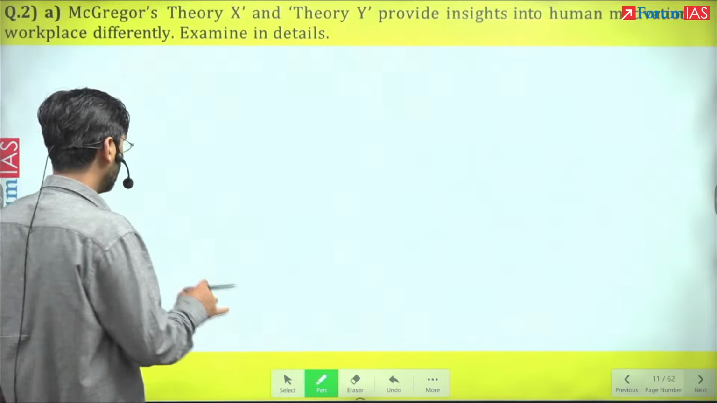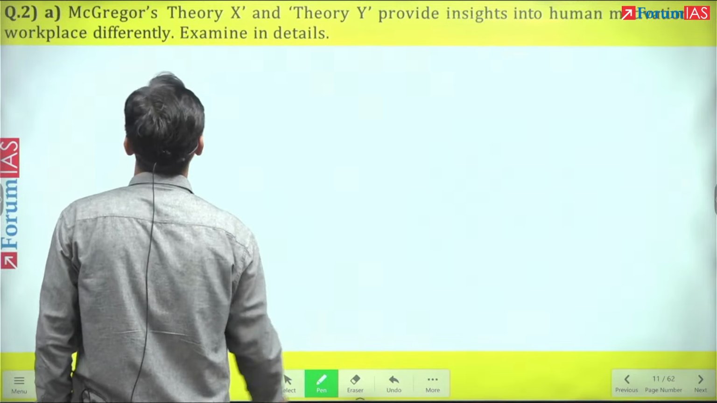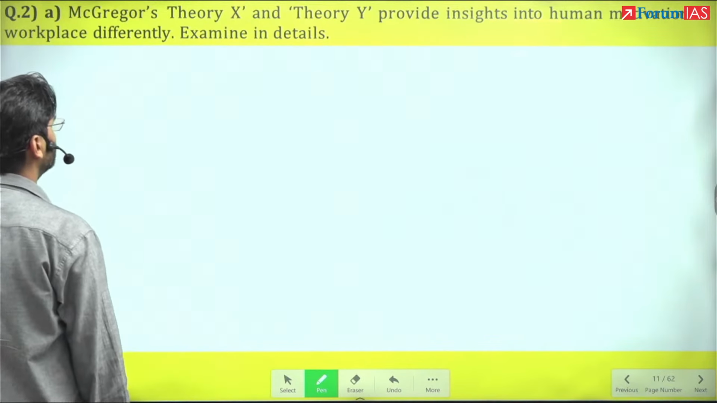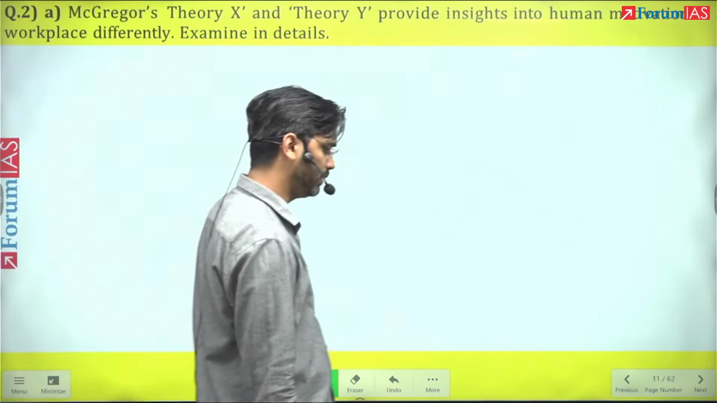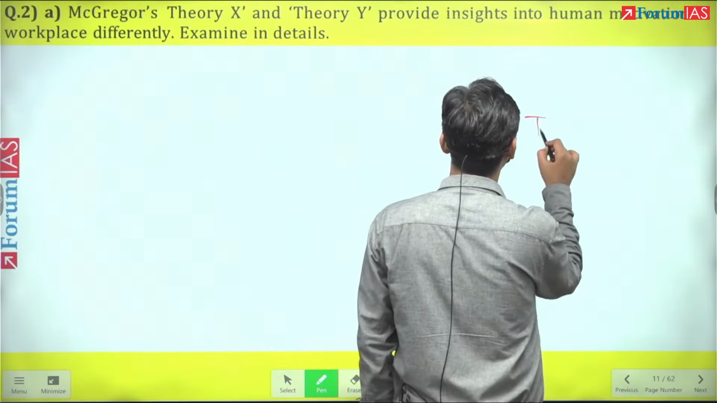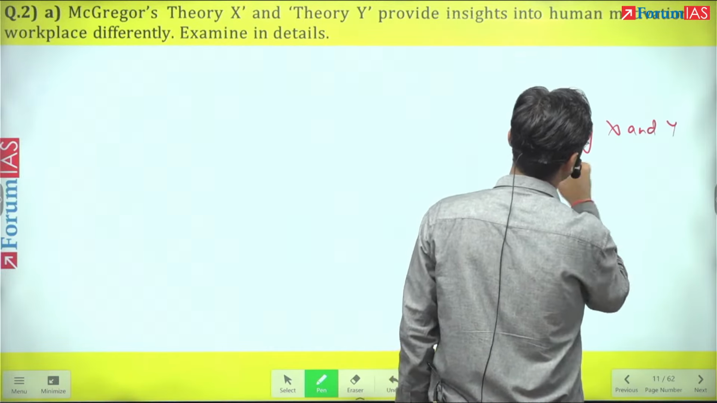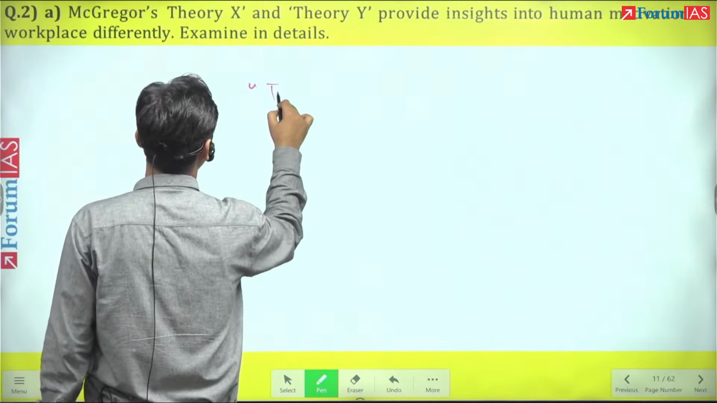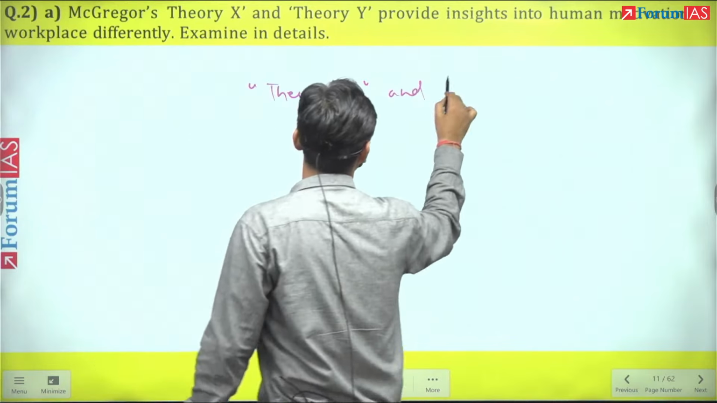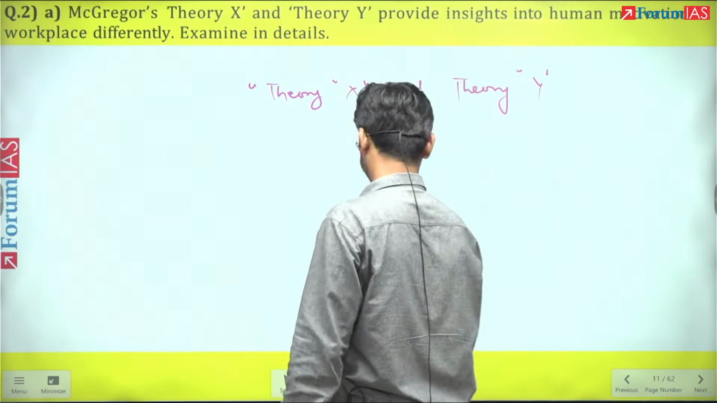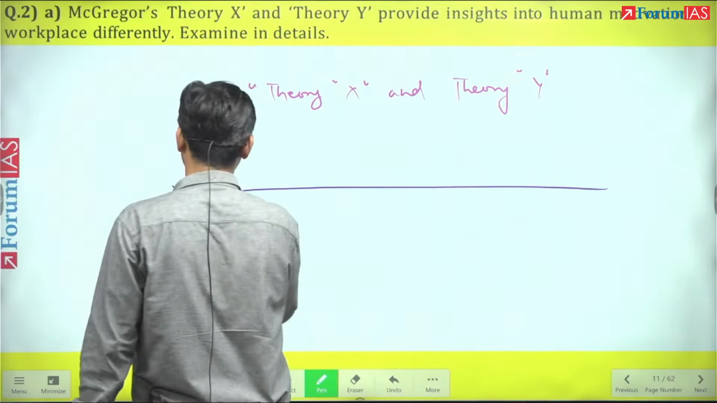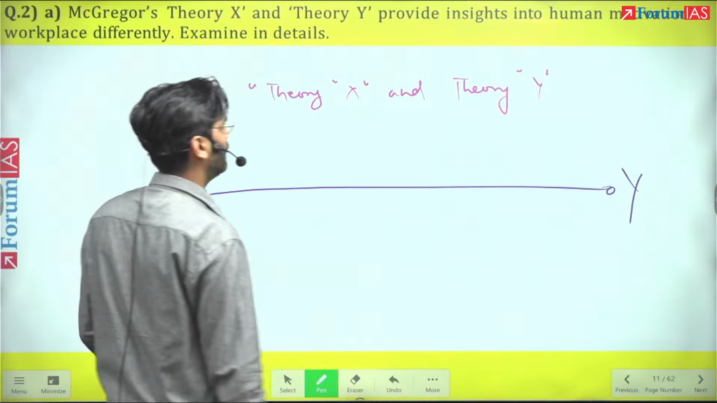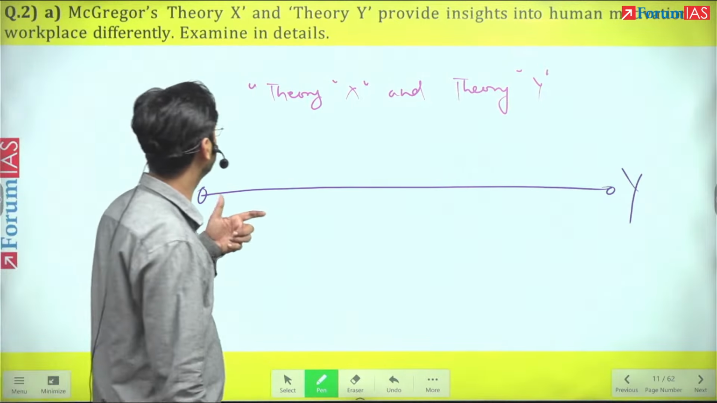Question number 2A, simple question. McGregor's theory X and theory Y provide insights into human motivation at workplace differently. Examine in detail. So here, if you have written this in your answer, ठीक है, theory X and theory Y, this is wrong. Very common mistake people do. So the question is on theory X and theory Y. Theory X, theory Y. Provide insights into human motivation at workplace differently.